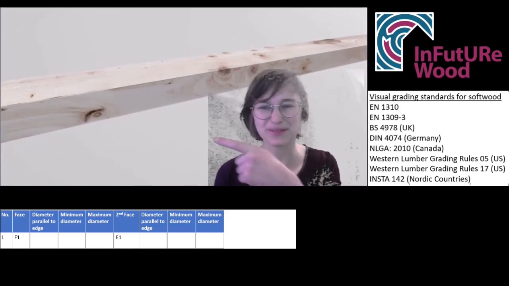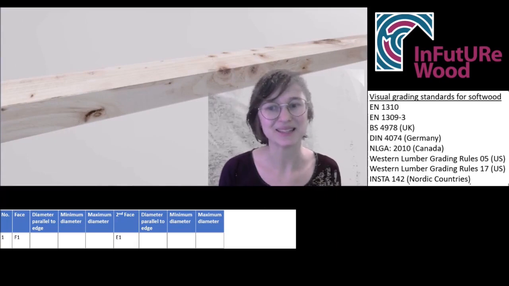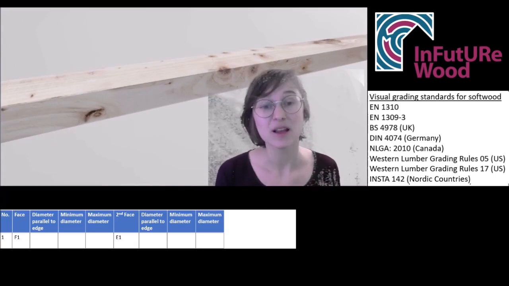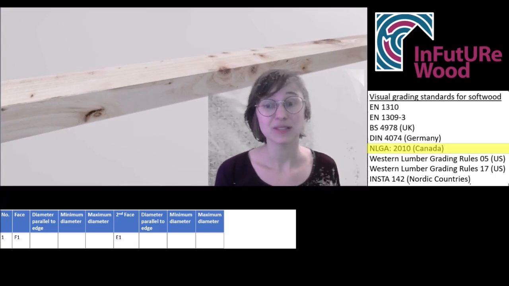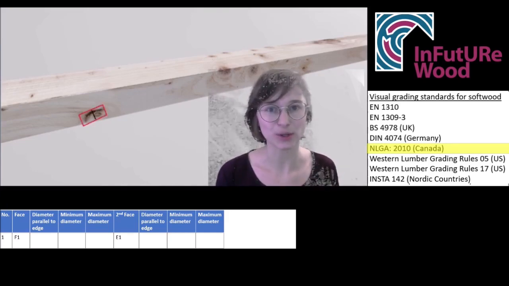What are we doing with knots like this, very irregular ones? Well, some standards have guidance on this, and they suggest that you draw the smallest rectangle around the knot that fully encloses it and measure the dimensions of this rectangle. So we do just that, easy enough.